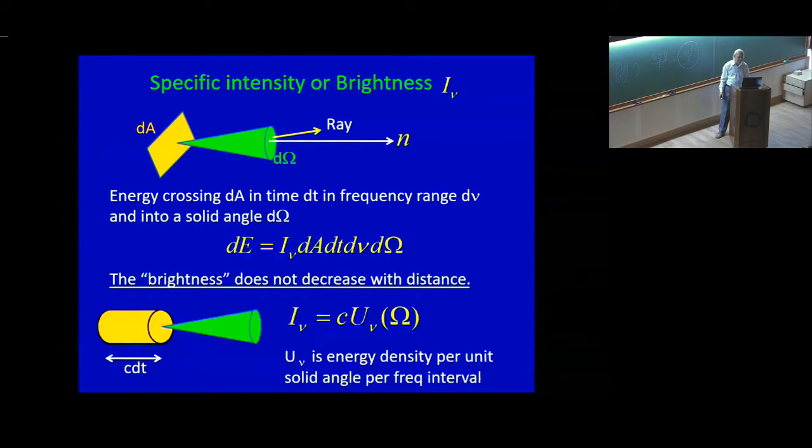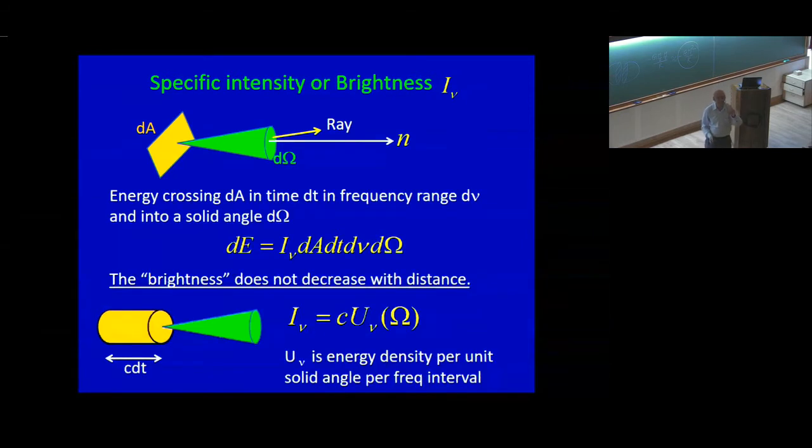The energy crossing this area dA in time dt in a frequency range d nu and into the solid angle d omega is given by dE. dE is equal to some quantity I nu into dA into dt into d nu into d omega. Therefore, this I nu has the dimension of per unit area, per unit time, per frequency interval, per unit solid angle. And this quantity goes under the name of specific intensity or brightness.